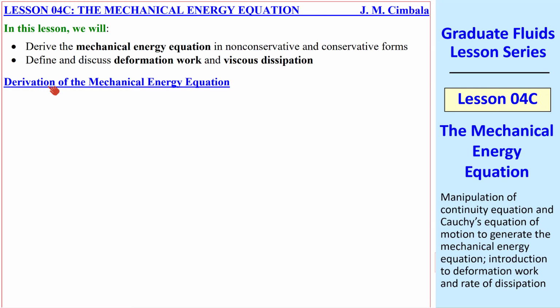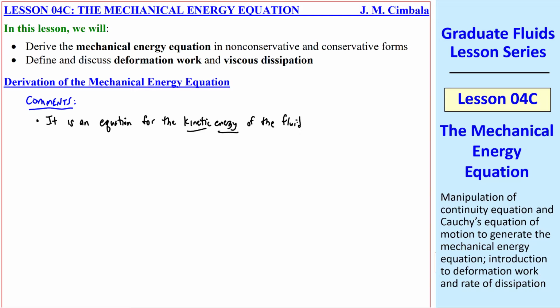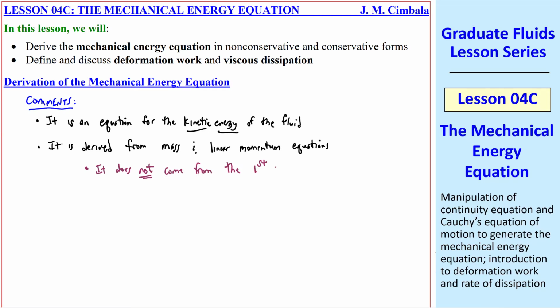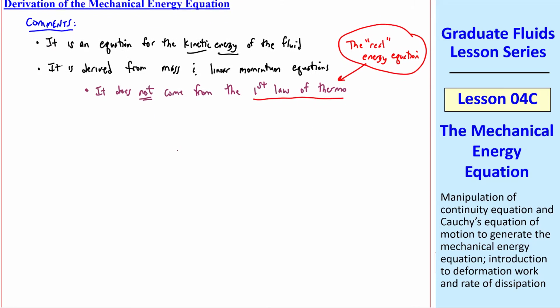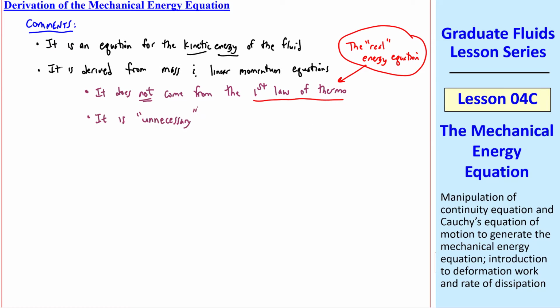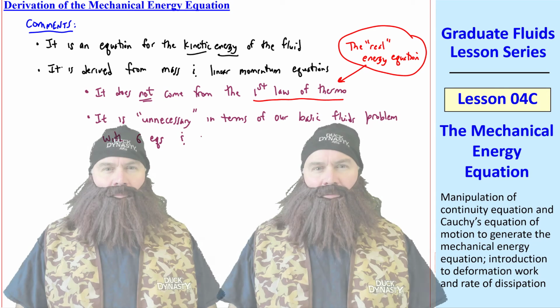Before we derive this equation, I have a few comments. First, it is an equation for the kinetic energy of the fluid. It is derived from mass and linear momentum equations, so therefore it does not come from the first law of thermodynamics. I'll call this the real energy equation. We'll deal with this one later. Because it's not the real energy equation, it is unnecessary in terms of our basic fluids problem with 6 equations and 6 unknowns.